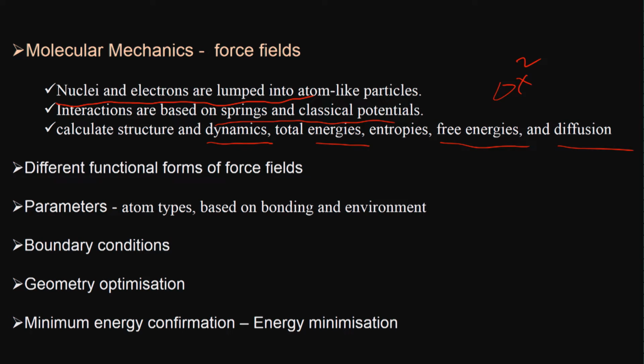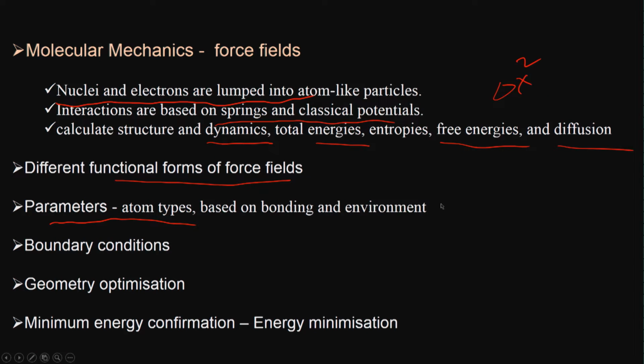Then we looked at different functional forms of force field, okay, different functional forms. I showed you MM2, I showed you so many different MMFF and so on. So, there were force field with delta x square, delta x raised to the power 4, e raised to the power delta x and so on. And then there are a lot of parameters in this force field. So, they all depend upon the atom types, okay.